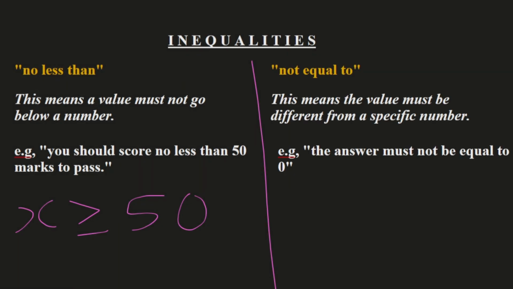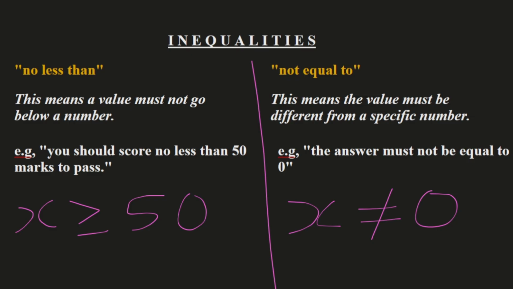Lastly, not equal to. This means the value must be different from a specific number. For example, the answer must not be equal to 0. It means the answer can be any number other than 0, so it can be written as x is not equal to 0. So to recap, inequalities show a range of values, the symbols tell you the direction, and the words in the question help you translate them correctly.